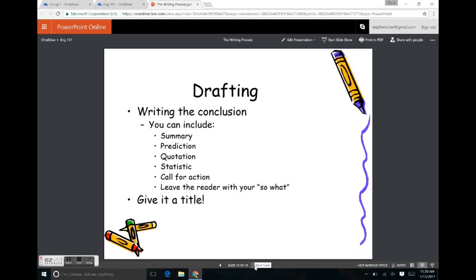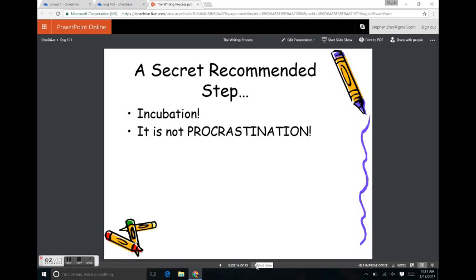Okay. Finally, be sure that you give it a title if you didn't do that before. Every paper should have a title, so make sure that you're doing that. Okay. So here's a step that I suggest. After you write the first draft of your paper, I strongly suggest that you walk away from it for a little bit. This is called incubating.